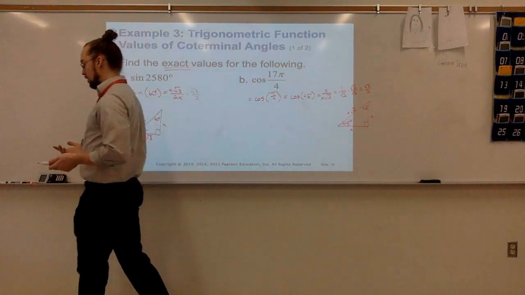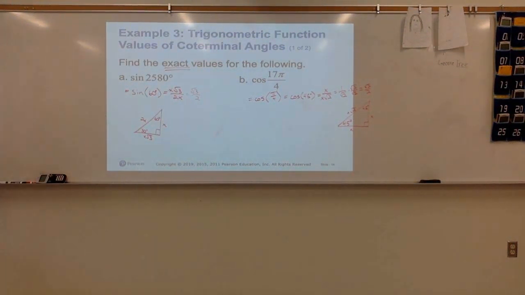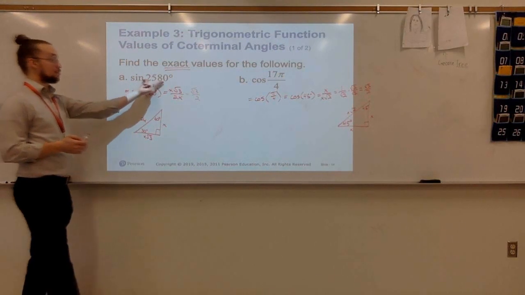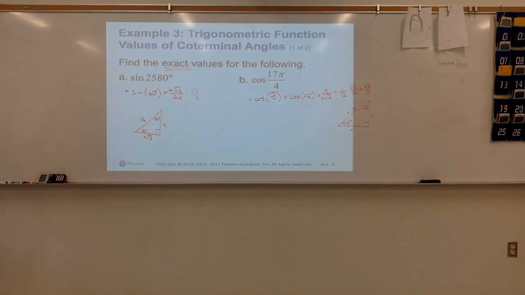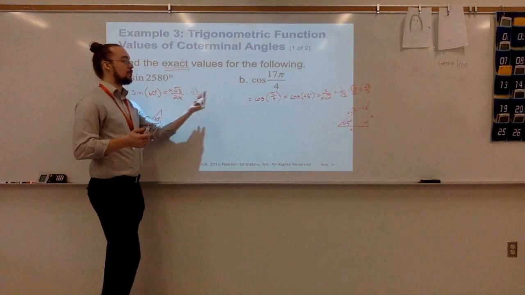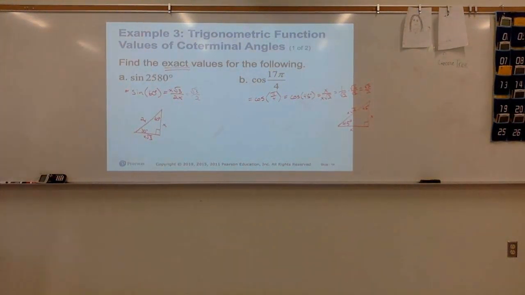So we're using the special right triangles that we talked about in the last section here. But the idea is to find trig functions of these huge angles. We want to make them equal to something in between 0 and 360 or in between 0 and 2 pi, so that we recognize that angle. Questions?